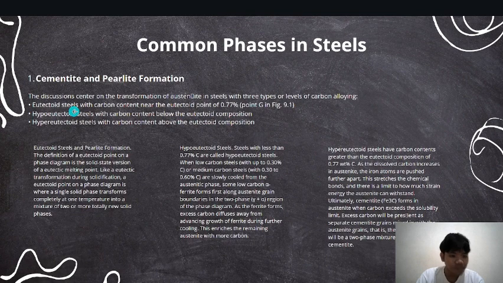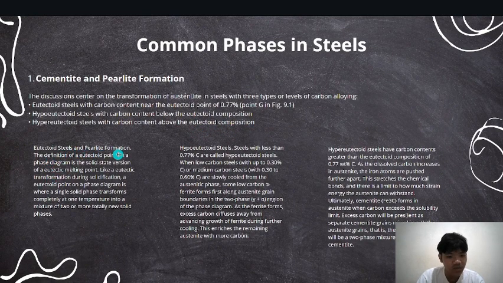Eutectoid steels, with carbon content near the eutectoid point of 0.77%. Hypoeutectoid steels, with carbon content below the eutectoid composition. Hypereutectoid steels, with carbon content above the eutectoid composition.